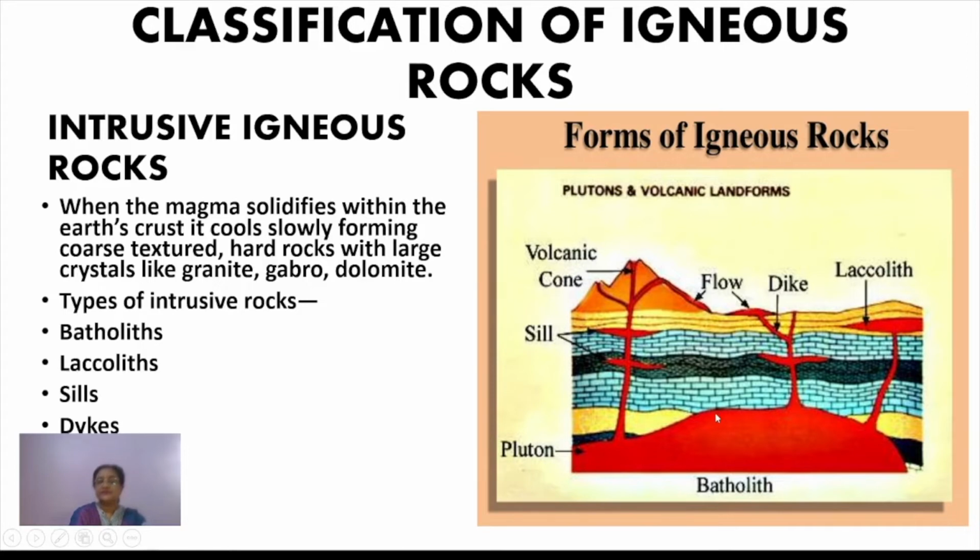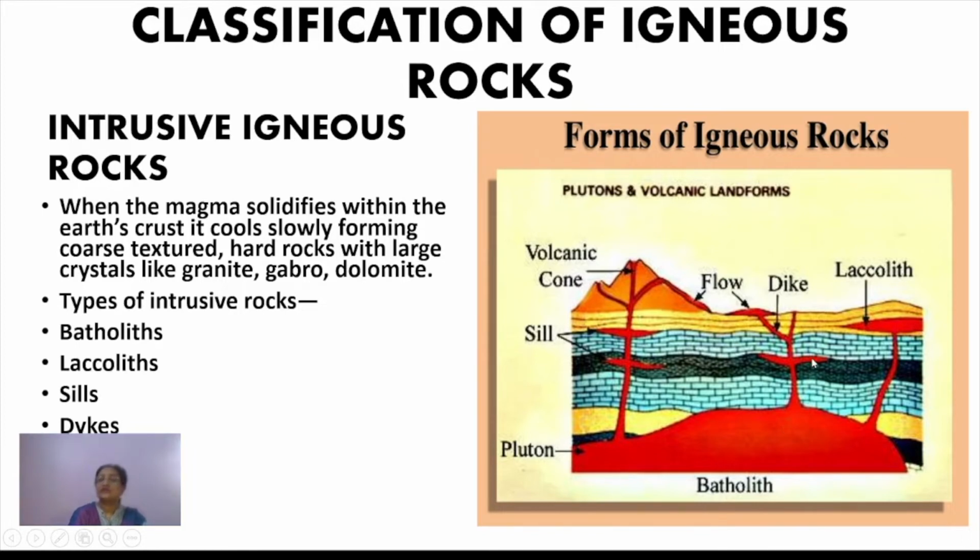You can see here, suppose a small magma chamber is there, deep inside, and within the magma chamber somehow the magma cools down and solidifies. When it solidifies, the rock which is covering the magma chamber itself is called the batholith. You can see the first one from below. This is batholith, number one.